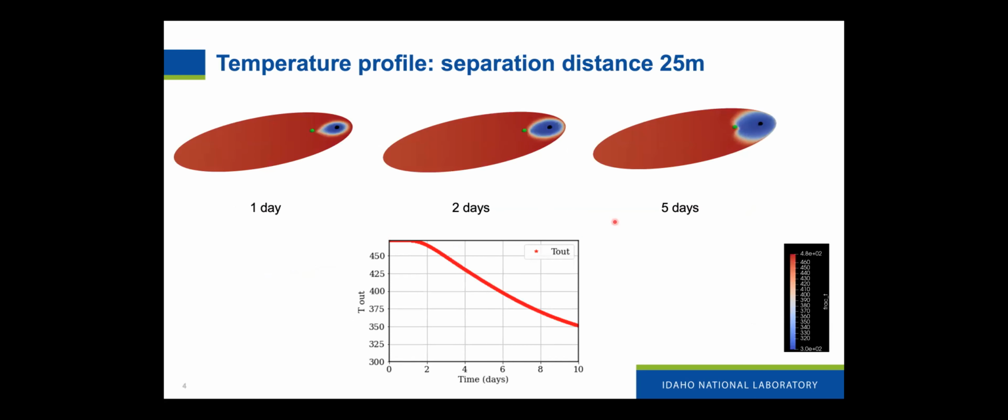This slide basically shows us the temperature profile evolution with the days. Again, the black dot is the injection location, and the green dot is the production location. And as we see, as time passes, the production location tends to reach a steady state temperature. We're only showing until 5 days, but the plot on the bottom, which shows the temperature output with respect to time, indicates that as time is increasing, the production location will reach a steady state temperature.